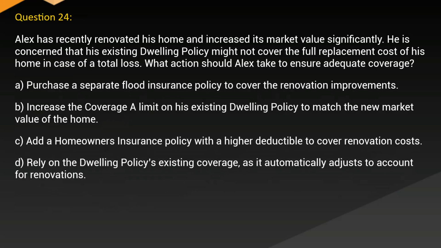Question 24. Alex has recently renovated his home and increased its market value significantly. He is concerned that his existing dwelling policy might not cover the full replacement cost of his home in case of a total loss. What action should Alex take to ensure adequate coverage? A. Purchase a separate flood insurance policy to cover the renovation improvements. B. Increase the coverage limit on his existing dwelling policy to match the new market value of the home. C. Add a homeowner's insurance policy with a higher deductible to cover renovation costs. D. Rely on the dwelling policy's existing coverage as it automatically adjusts to account for renovations.